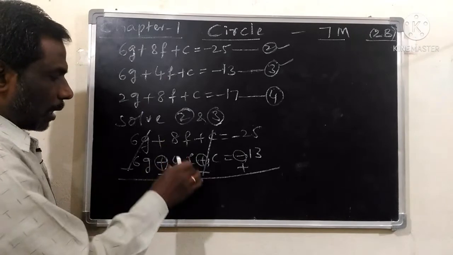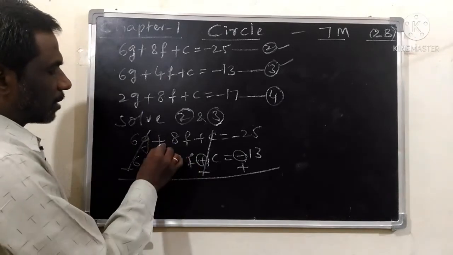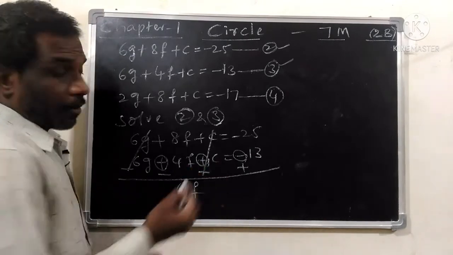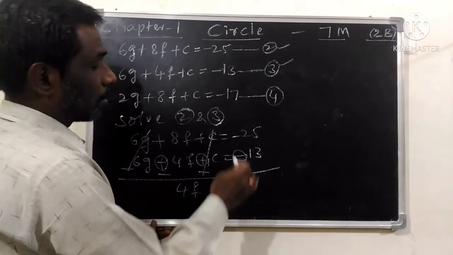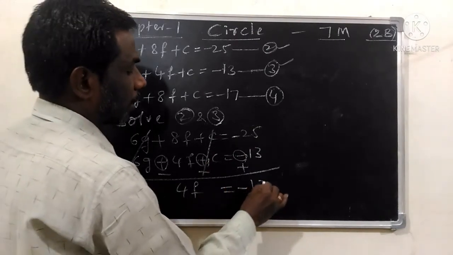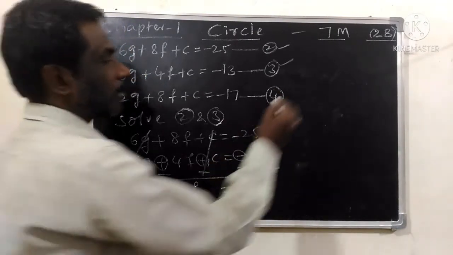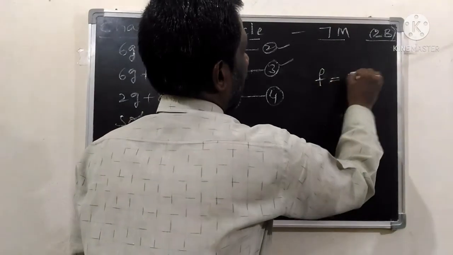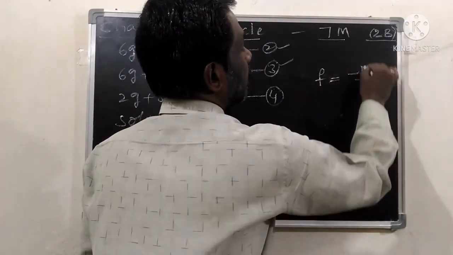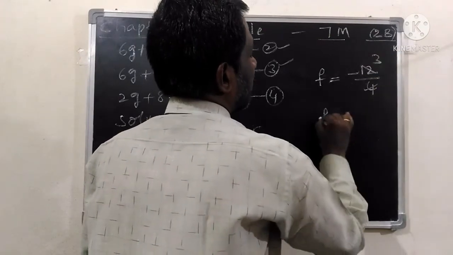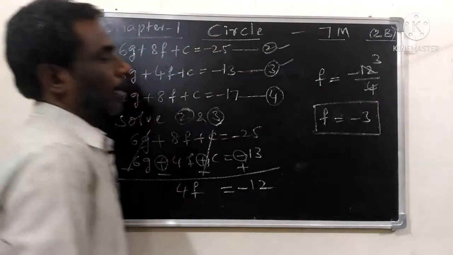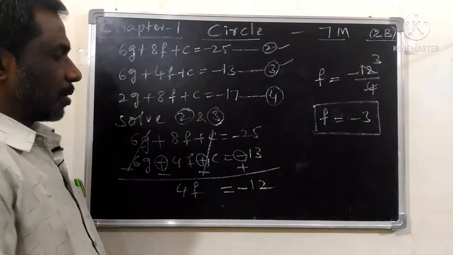So the remaining is only the f term, that is 8f minus 4f is 4f, equals minus 25 plus 13, which is minus 12. Then f equals minus 12 by 4. 4 3s are 12. F is equal to minus 3.